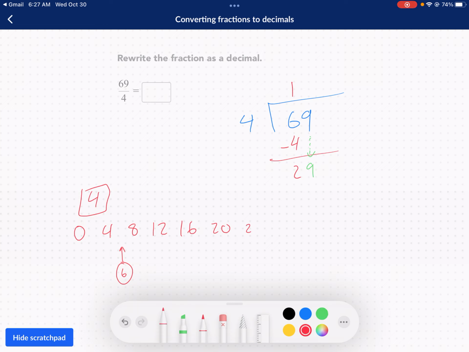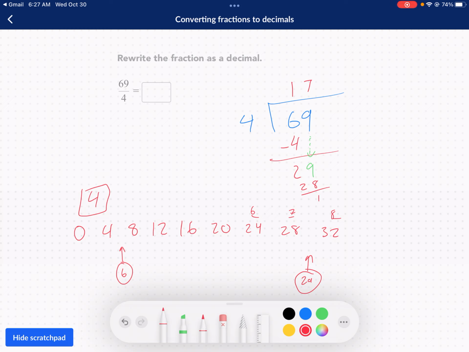Well, 29 is, I got to keep going a little bit, 28, 32. Okay, so 29 is right here. So it's between, this is 7 and this is 8, okay, if I'm doing multiples. It's between 7 and 8. I can't go to 8 because that's over, so I got to put 7 down, and I get 28, remainder 1, okay?